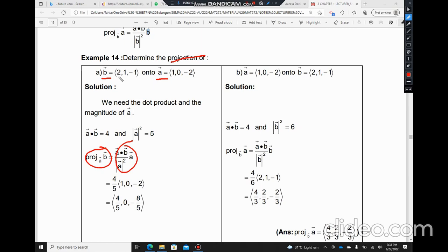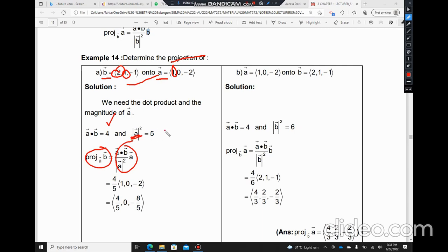So A dot B, like before: 2 multiply by 1 plus 1 multiply by 0, and then plus negative 1 multiply by negative 2. So you get here 4. Boleh cuba darab. Okay, then magnitude dia kita buat, the magnitude of A.